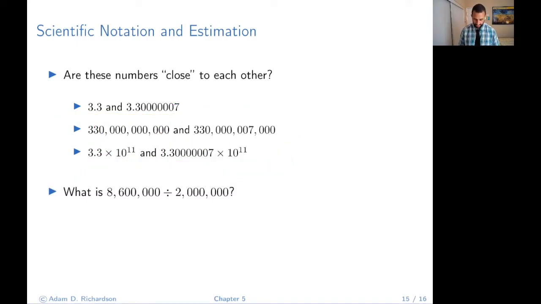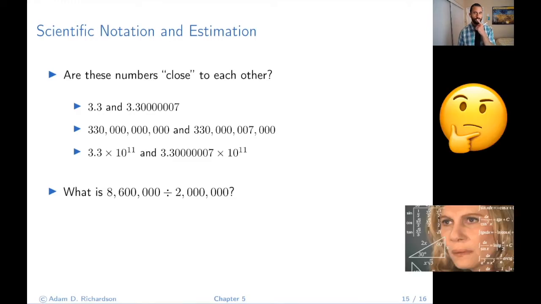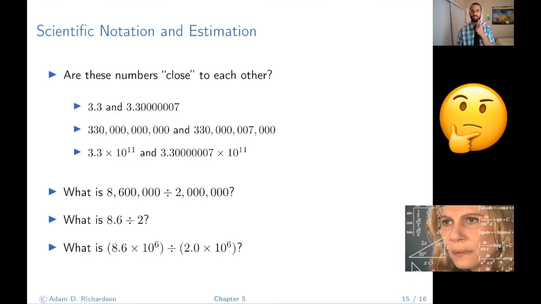All right, let's try this one. What is 8,600,000 divided by 2 million? Think about it. Compute it. See if you can figure that out. What do you think? Now try this one. What is 8.6 divided by 2? How about this one? What is 8.6 times 10 to the 6th divided by 2 times 10 to the 6th?